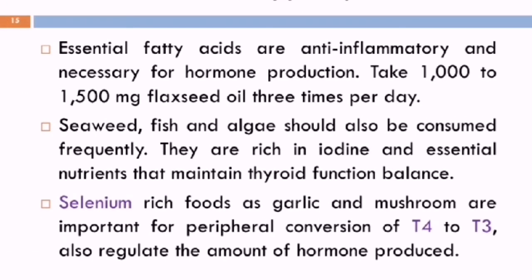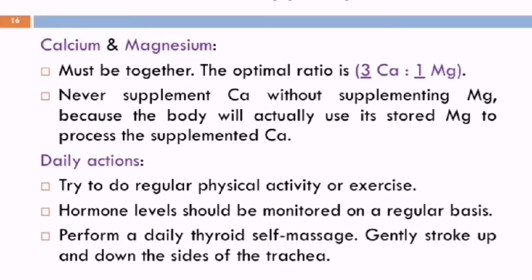Natural diet for hypothyroidism. Essential fatty acids are anti-inflammatory and necessary for hormone production. Flaxseed oil, 3 grams per day, we can use 1000 to 1500 milligrams, and seaweed and fish should also be consumed frequently. They are rich in iodine, an essential nutrient that maintains thyroid function balance. Selenium-rich foods, such as garlic and mushrooms, are important for peripheral conversion of T4 to T3 and also regulate the amount of hormone produced. Calcium and magnesium are also part of the natural diet.